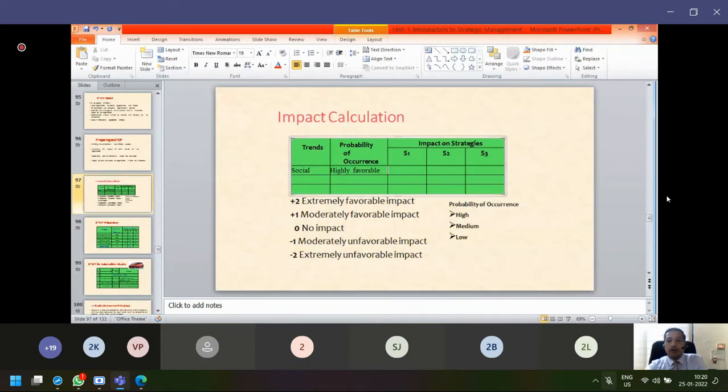Then again, for each strategy, we'll see how much impact the factor is having. If it is having a high favorable impact, for each strategy, how much is the effect? So if it is having a moderately favorable impact for strategy 1, we can write 1 here. If it is having an extremely favorable impact for strategy 2, we'll write 2 here. And again, if it is having no effect on strategy 3, we can write 0 here. Getting it?